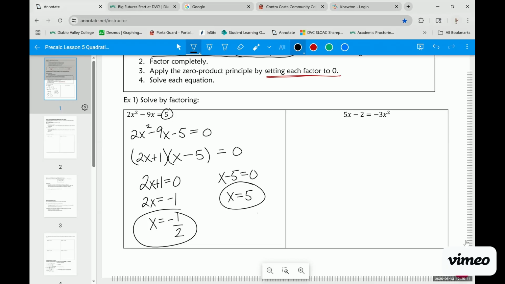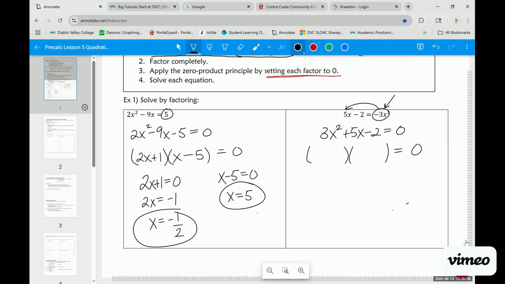So let's try another one. Same thing on this second problem. I do not have everything on one side and 0 on the other. I see that I currently have the x squared term as a negative. So it's probably going to be easiest to factor if I add the 3x squared over to the left side. Okay. And now that is ready for factoring.